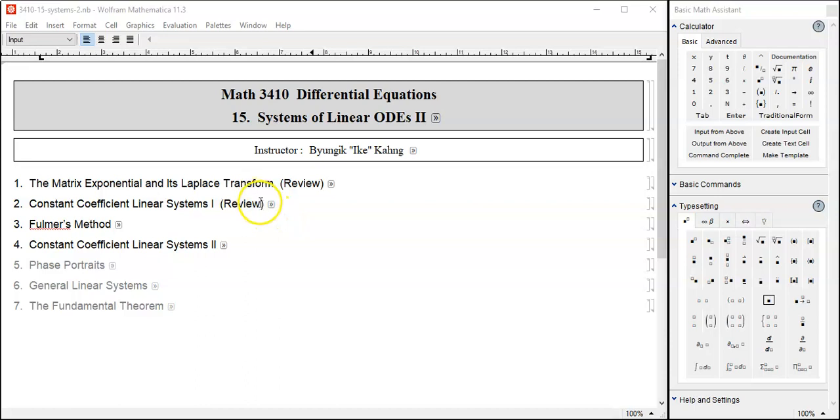I marked it as review, so if you went through this topic, section 5 of lesson 14, already, and if you feel comfortable, then you don't really have to do this. But if you skipped that topic in lesson 14, or you did but you want to repeat it with a little bit different viewpoint, this may be for you.